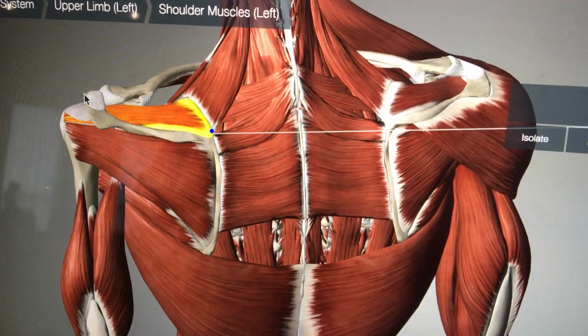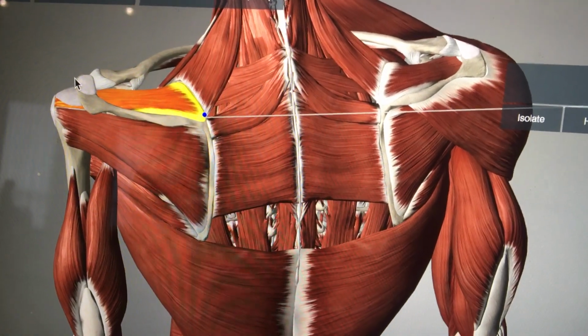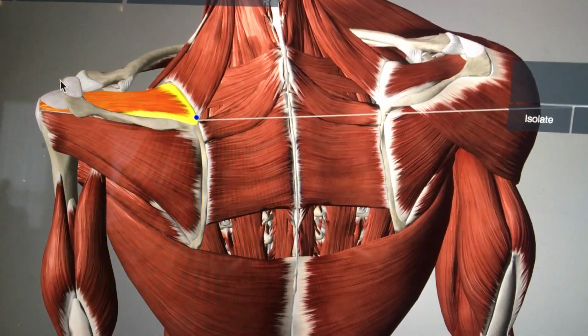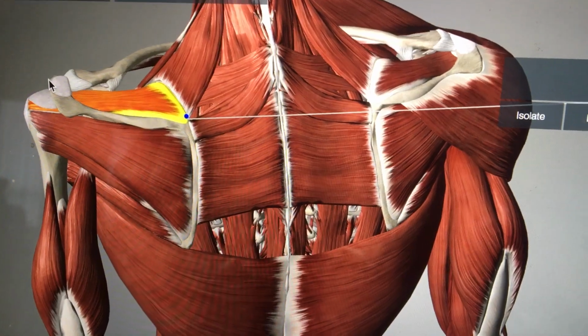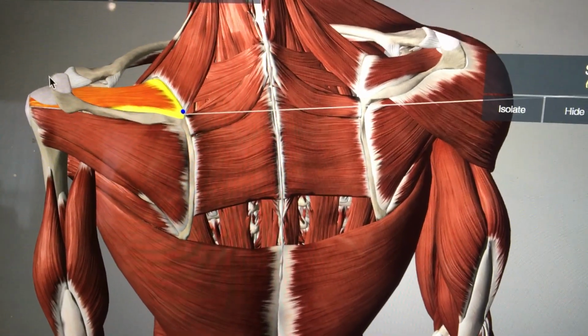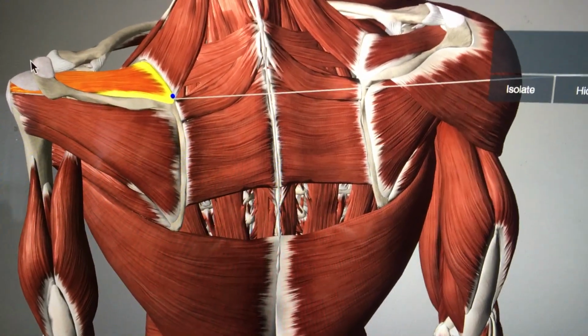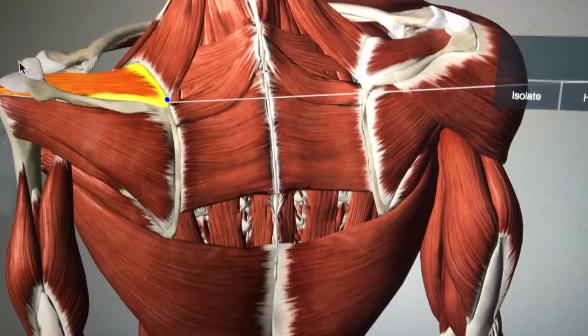So we're looking at the backside of an individual from an anatomy perspective right now, and on that left side where it's highlighted, that is a muscle known as the supraspinatus muscle. The supraspinatus muscle runs across the top of the shoulder blade and attaches into the upper aspect of your arm bone or humerus bone. The supraspinatus muscle is responsible for lifting your arm or assisting in lifting your arm up overhead.